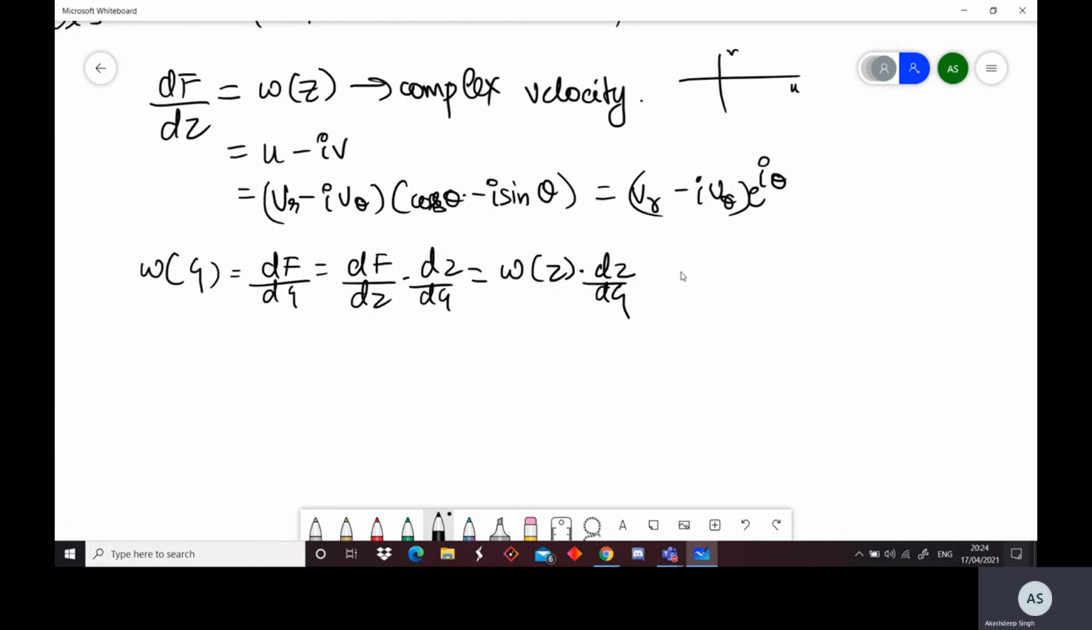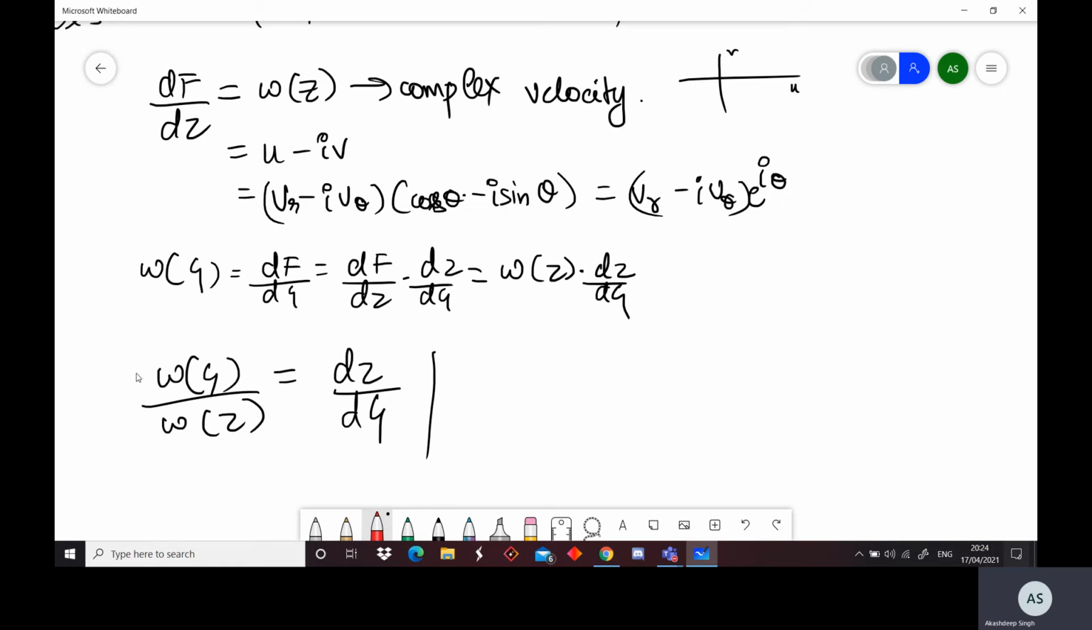So from here we can continue and get a ratio of the complex velocities in zeta and z. This will give a good relation to us, W of zeta by W of z. So this gives us dz by d zeta. This formula is important, which will be used later, so we'll just keep it for now.